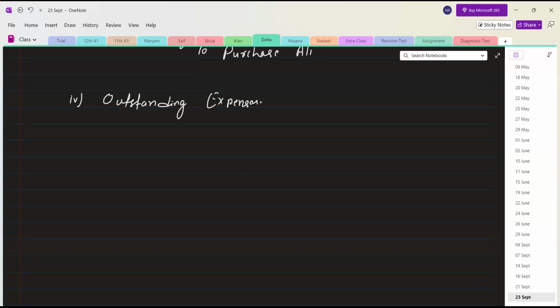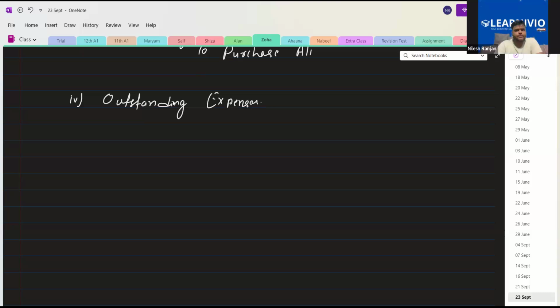Do you know the meaning of outstanding expenses? Running expenses. It's like goods and services that are received by the business, but they have not been paid for. Yes, that is the meaning.